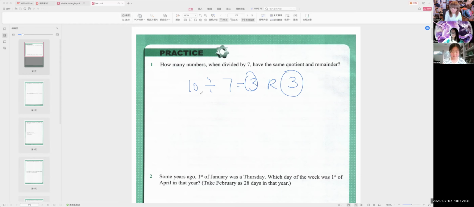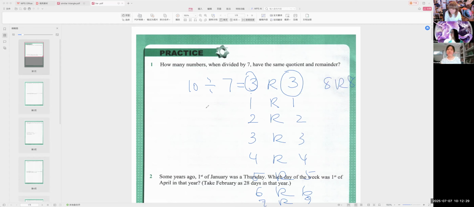So Zoe, if I give you 10 divided by 7, remainder 3 and 3, right? So can I list like 1 remainder 1, 2 remainder 2, 3 remainder 3, 4 remainder 4, 5 remainder 5, 6 remainder 6, 7 remainder 7, and 8 remainder 8? So you think like that, right? How about we just find some of them first? I already got the one with remainder one.